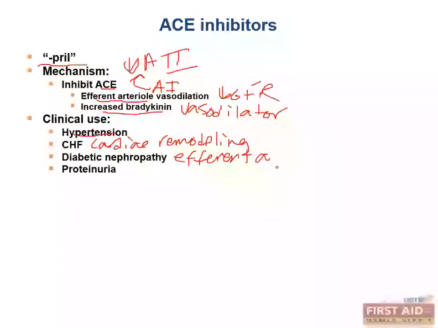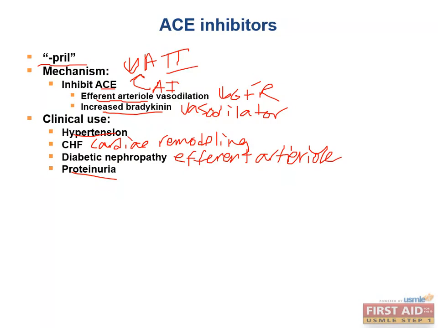Because remember that we saw when we studied diabetic nephropathy that there's non-enzymatic glycosylation in that efferent arteriole. And this is reduced with the efferent arteriolar vasodilation because there's less pressure being exerted on the walls of that efferent arteriole. They're also helpful in proteinuria because they're going to cause vasodilation of the efferent arteriole, and there'll be less pressure in the glomerulus to drive proteins through the glomerular filter into the filtrate.